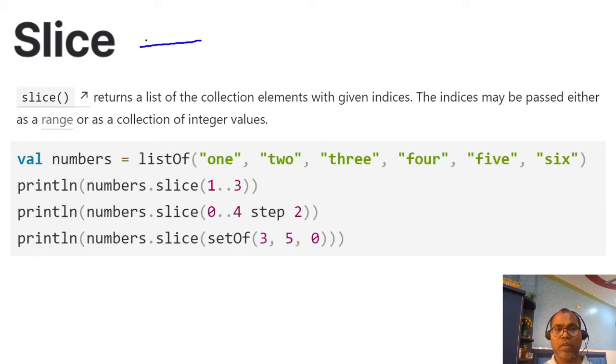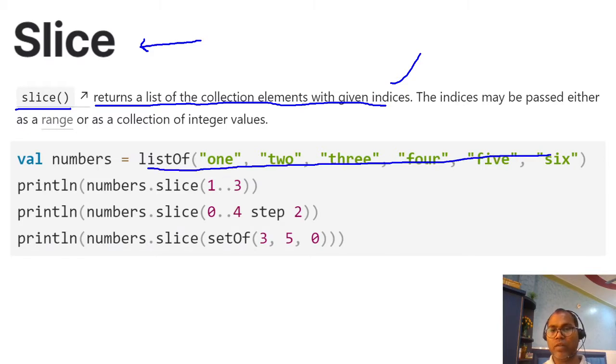Let's first look at the approach we are talking about, slicing. Slice is a function that returns a list of collection elements with the given indexes. Here we have a list of numbers, and I want to slice just 1 to 3, and similarly 0 to 4. What you pass here are the indexes. A list works on the basic concept of index: this is index 0, this is index 1, this is index 2, this is index 3, this is index 4, this is index 5. So in this way we can slice.